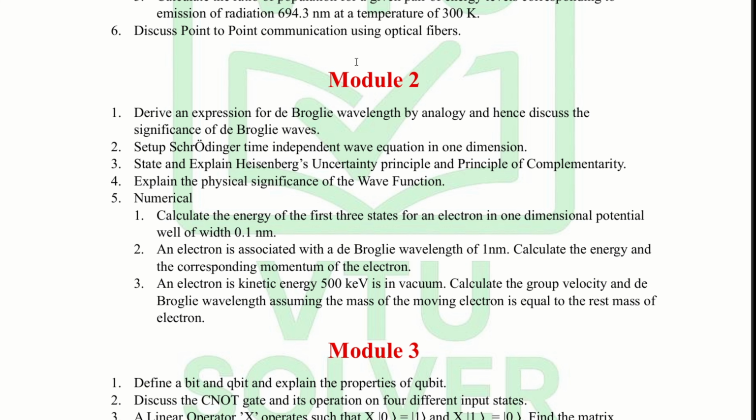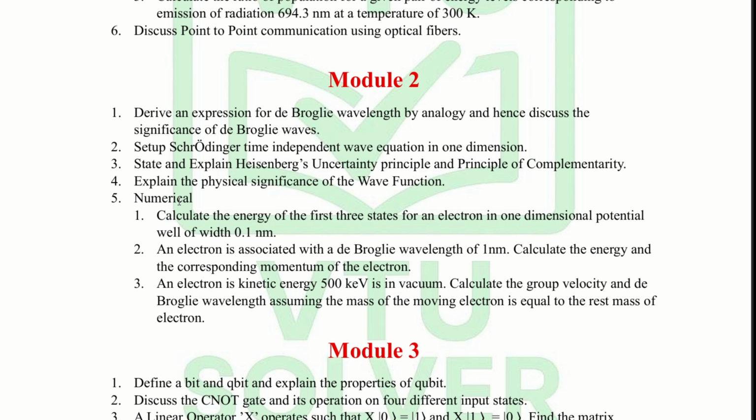Module 2. First question is derive an expression for de Broglie wavelength by analogy and hence discuss the significance of de Broglie waves. And the second question is set up Schrodinger time independent wave equation in one dimension. And the third question is state and explain Heisenberg uncertainty principle and principle of complementarity. The fourth question is explain the physical significance of the wave function.